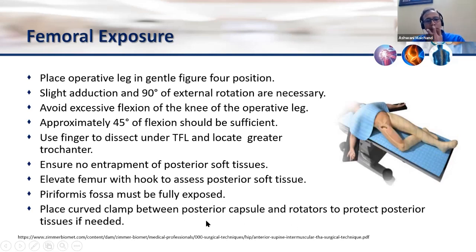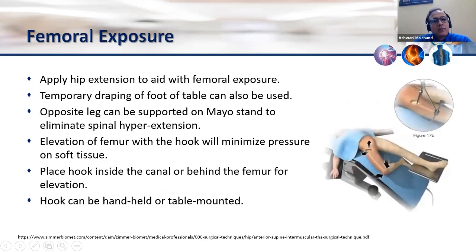So all the time we have to protect the posterior capsule and the rotators. Though we have to expose the trochanter, so that we go as lateral as possible, but take care not to damage the piriformis and the posterior capsule. So hip extension, as is shown in the video, as we discussed earlier, the other limb has to be placed on the muscle stand or some sort of support so that the spine is not hyperextended. Minimal pressure on the soft tissues.